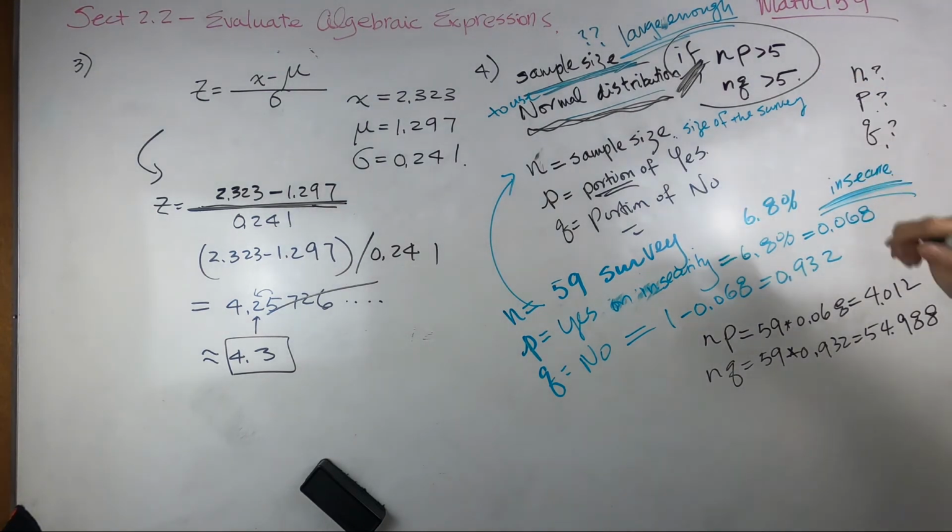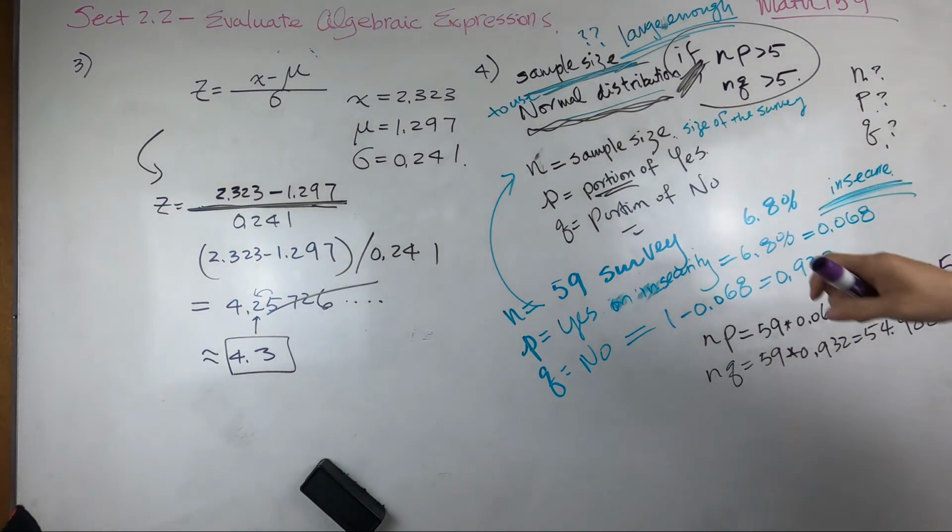It says if both are bigger than 5. So we look at this. This one is less than 5. This one is bigger than 5. So do you have both bigger than 5? No. So can you use the normal distribution concept?